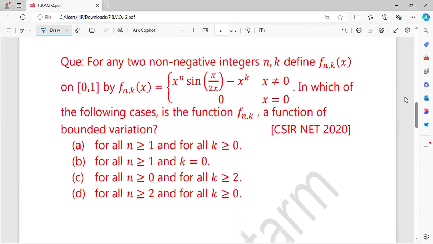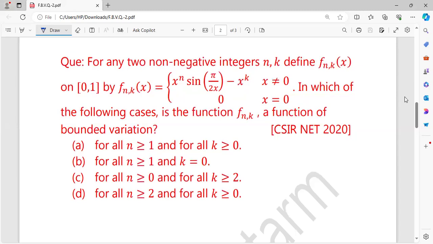For any two non-negative integers n and k, you define function f_{n,k} on closed interval [0, 1] such that f_{n,k} takes value x^n sin(π/(2x)) minus x^k if x is non-zero in closed interval [0, 1], and it takes value 0 if x is 0. In which of the following cases is the function f_{n,k} a function of bounded variation? So we have to tell in which case f_{n,k} is going to be a function of bounded variation. Some condition on n or k is given in the options.